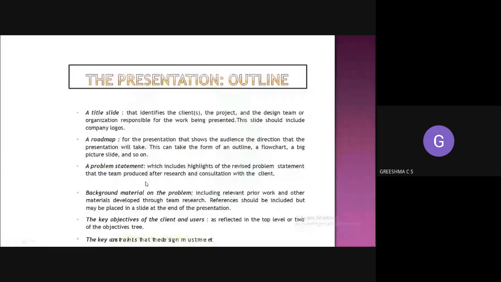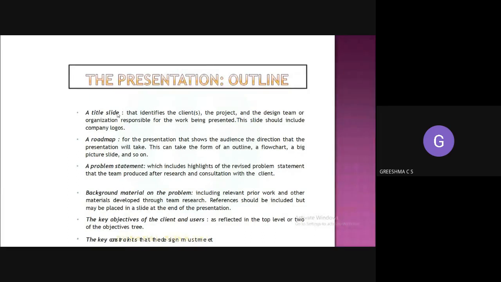Now coming to the presentation. The presentation as a whole should have a title. First you should include a title in the presentation. In the title you should mention the client, project, the design team and the organization that you're working for. On the title slide you should write about the clients, projects, design team, and organization you are working for, and also if your company has certain logos, you have to add those logos too.